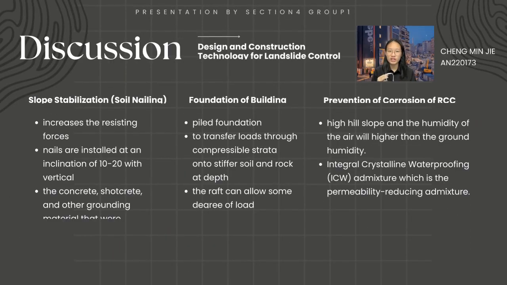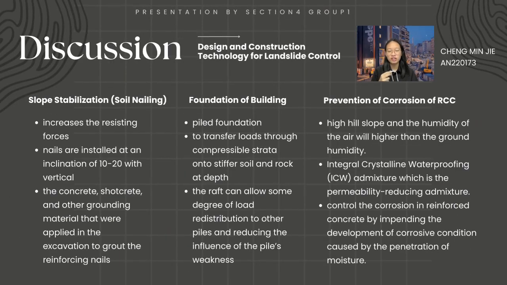Now I'm going to present my part, which is the discussion part. The discussion part is design and construction technology for landslide control. First is slope stabilization. The earth slope needs to be stabilized before starting the construction of the building work. The method for stabilizing the earth slope is to increase the resisting force in the high hill slope.